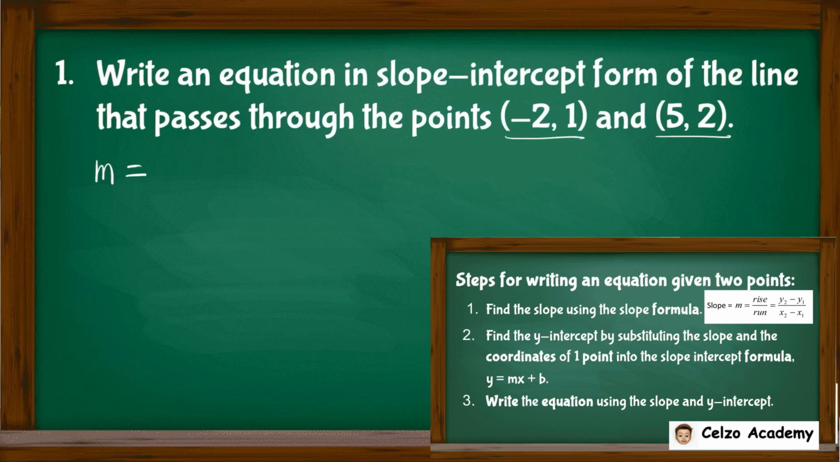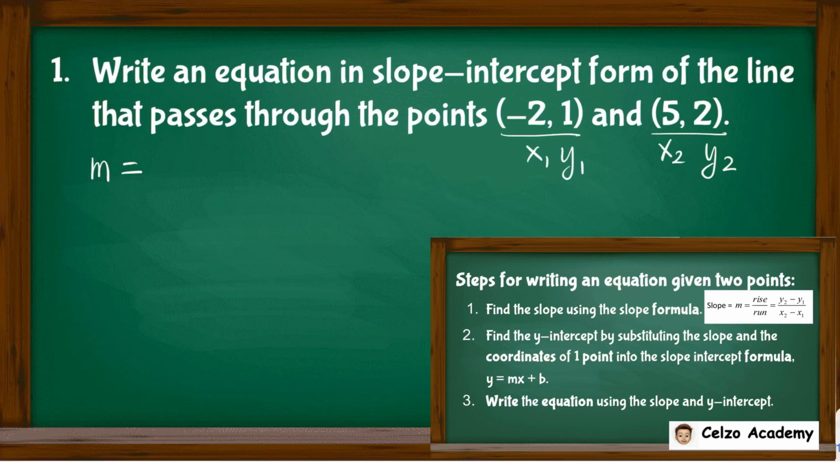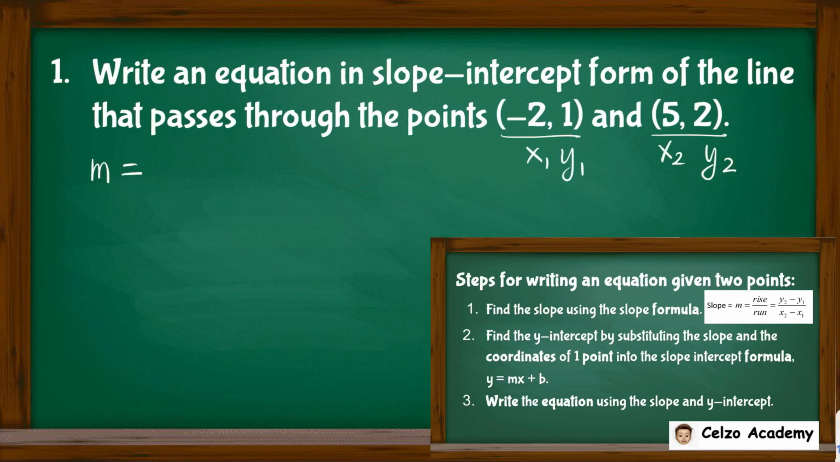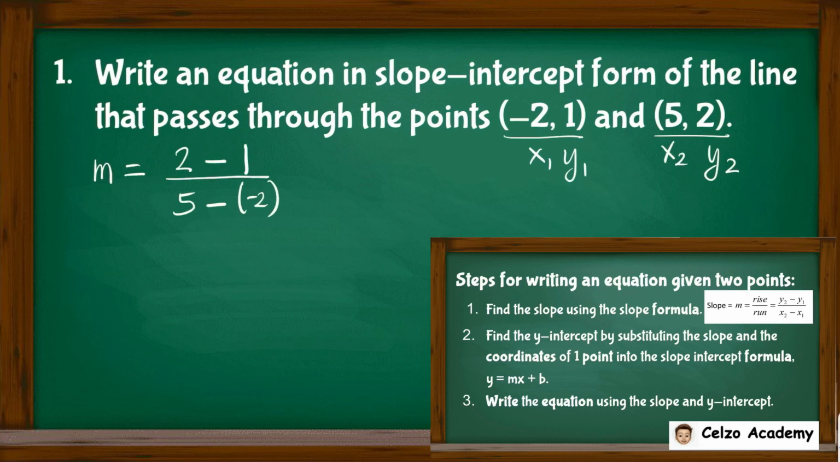I will label the first pair as x1, y1, and the second pair as x2, y2. Or you can label the first as x2, y2, and the second as x1, y1. It doesn't matter, you will get the same slope and the same equation of the line. So using the slope formula, our y2 is 2 minus y1 is 1. Divide by x2 is 5 minus x1 is -2. So simplifying this, we now have 2 minus 1 is 1, 5 minus -2 is 7. So the slope is 1 over 7.